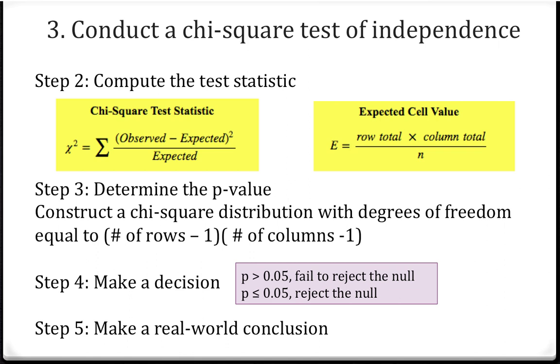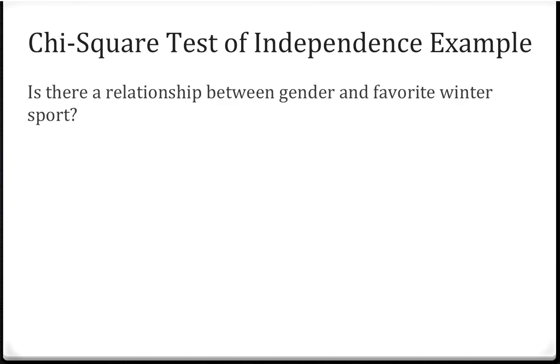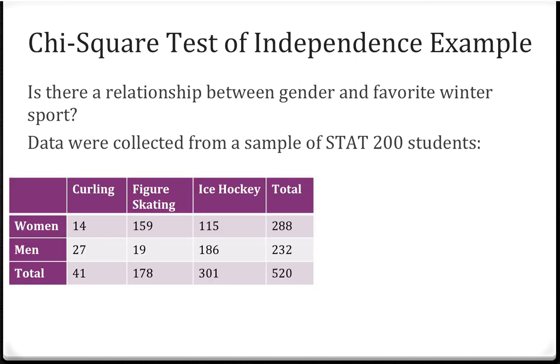Let's look at an example. Is there a relationship between gender and favorite winter sport? Data were collected from a sample of Stat 200 students, and here we have a 2-way contingency table displaying our data. Step 1, check assumptions and write hypotheses.